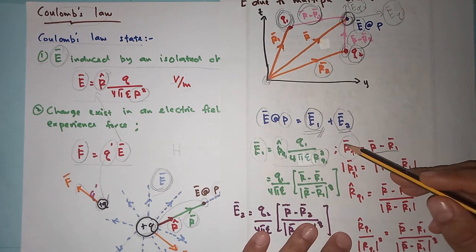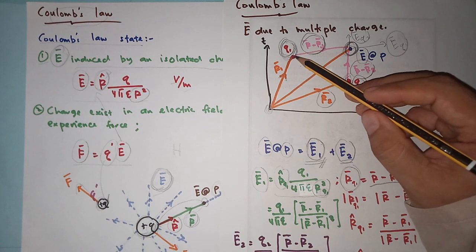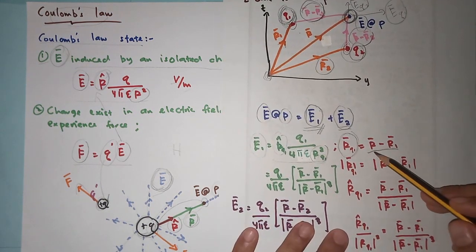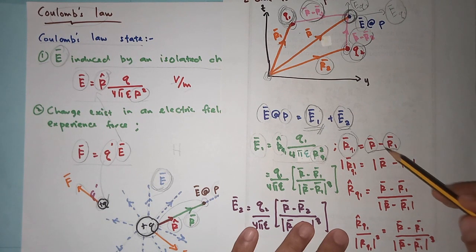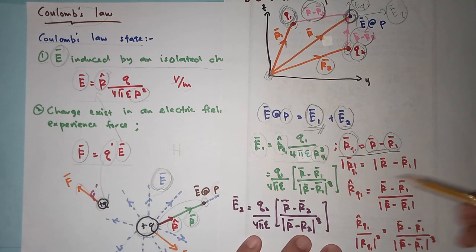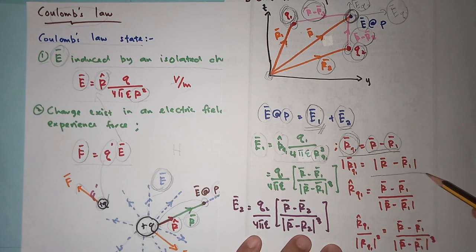Whereas we have our RQ1, the vector that represents the distance and direction between Q1 and our test point, which is equal to vector R minus vector R1. And based on this vector expression, we can derive the amplitude for this vector given by this expression, the amplitude of vector R minus vector R1.